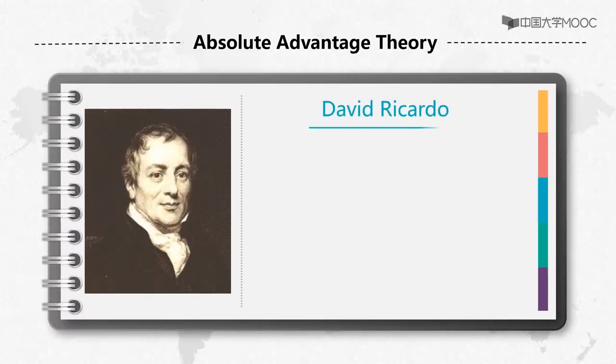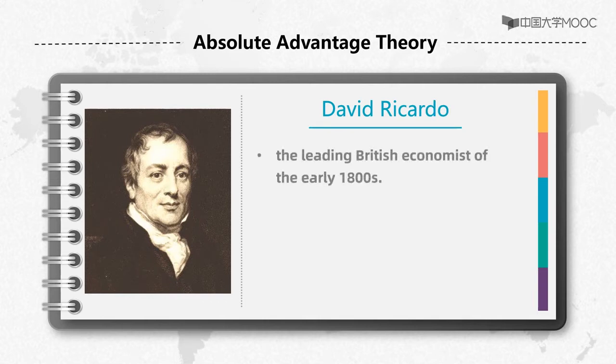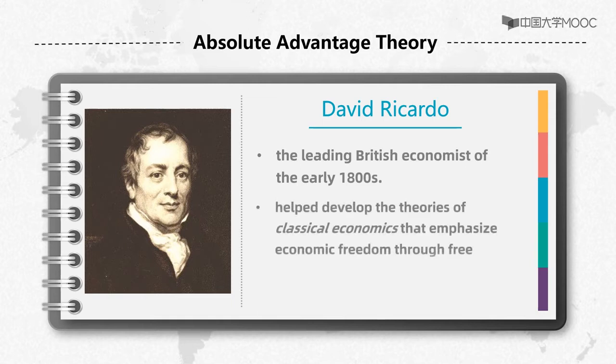forward by David Ricardo. David Ricardo was the leading British economist of the early 1800s. He helped develop the series of classical economics that emphasized economic freedom through free trade and competition.